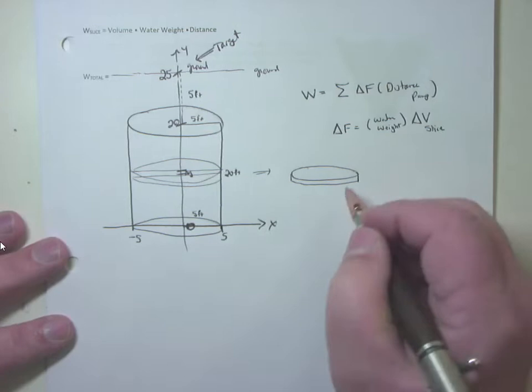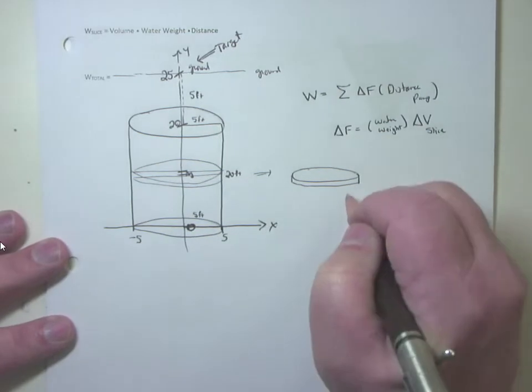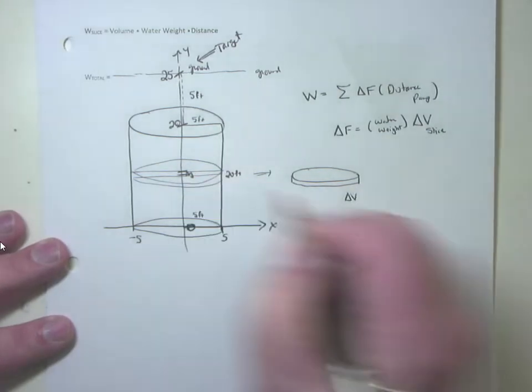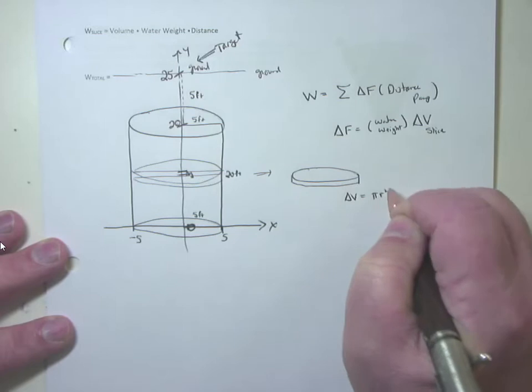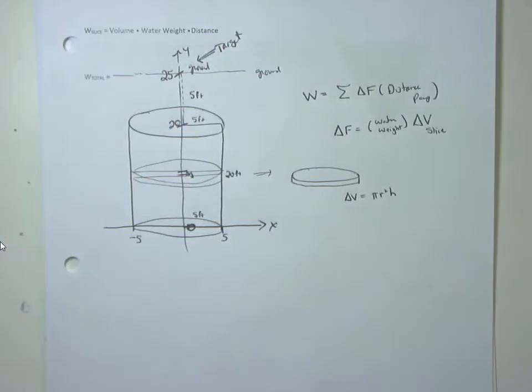The volume of a disc, because it's a cylinder, I'll call this delta volume because it's a little change here, is going to be pi r squared h. It's a cylinder, pi r squared h. If it was box shape, it would be length times width times height. But it's circular, so it's pi r squared h.